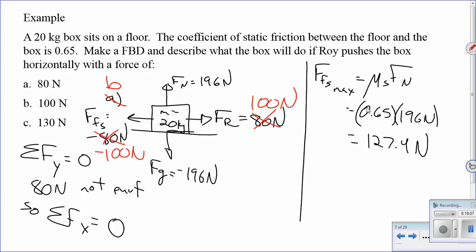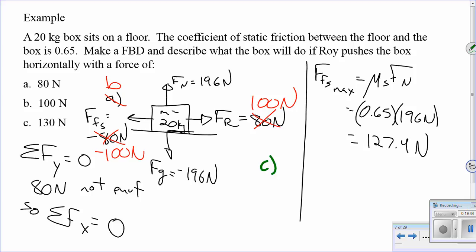All right. Now, let's talk about C. What's going to happen in C? It's going to move, right? Because friction can't exert 130 newtons to prevent the motion. Right. So yeah, we have an extra 2.6 newtons, exactly. Okay. So that means it's going to slide. All right. So we can't solve part C yet. All that we can do safely at this point is say that thing's going to move. Beyond that, we don't know.